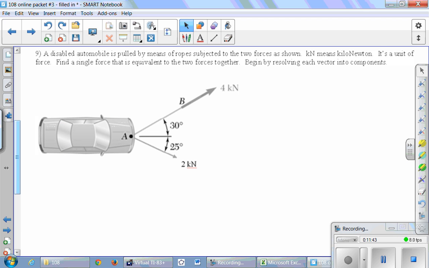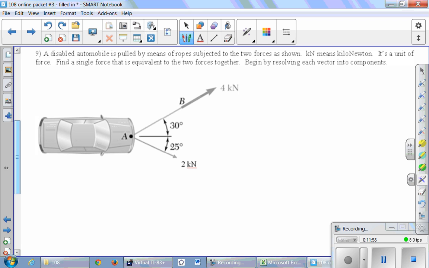A disabled automobile is pulled by means of ropes subjected to the two forces as shown. kN means kilonewton. It's a unit of force. Find a single force that is equivalent to the two forces together. Begin by resolving each vector into components.